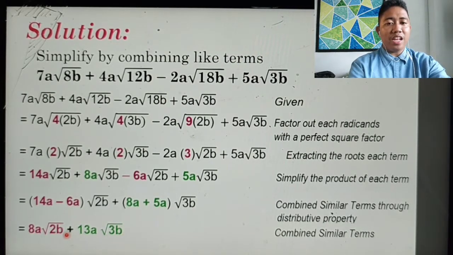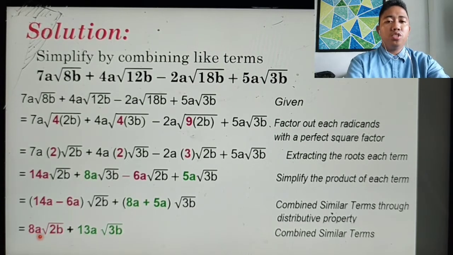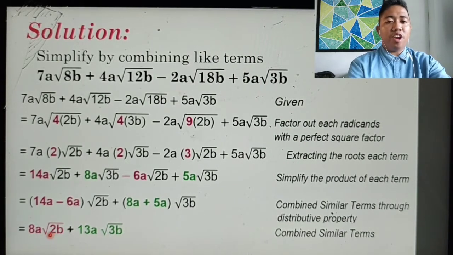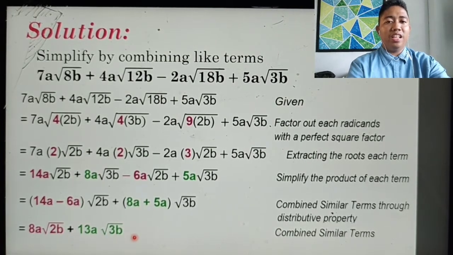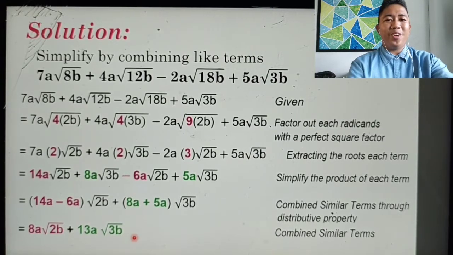So the final answer contains two terms. It has the radical terms square root of 2b and square root of 3b. Let us proceed to our last illustrative example, number 8.